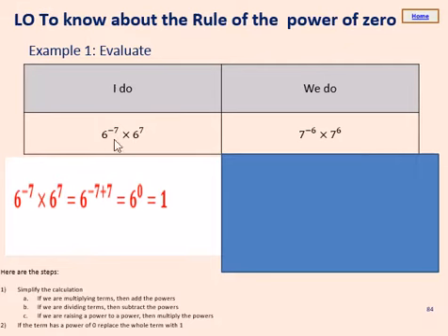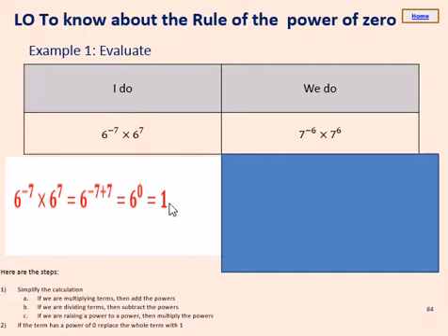So I'm going to calculate this. 6 to the negative 7 times by 6 to the power of 7 equals 6 to the power of minus 7 add 7 by our multiplying rule of indices. Negative 7 add 7 gives 0, so this becomes 6 to the power of 0. Now a fun little fact for you, and you may want to write this in your book, is that anything to the power of 0 is equal to 1. So 6 to the power of 0 equals 1.